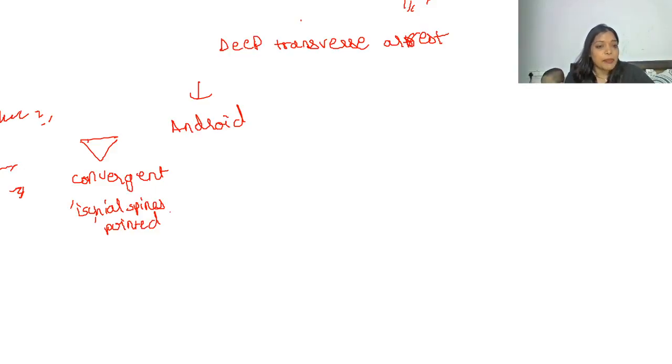Excellent. So it is convergent, triangular, with sharp ischial spines. Because of the sharp ischial spines, the bispinous diameter is further reduced. Already the bispinous diameter is the narrowest diameter in the entire pelvis, and because the ischial spines are further pointed, the bispinous diameter is further reduced in these patients. So that is the reason there is more chance of deep transverse arrest in these patients, right?